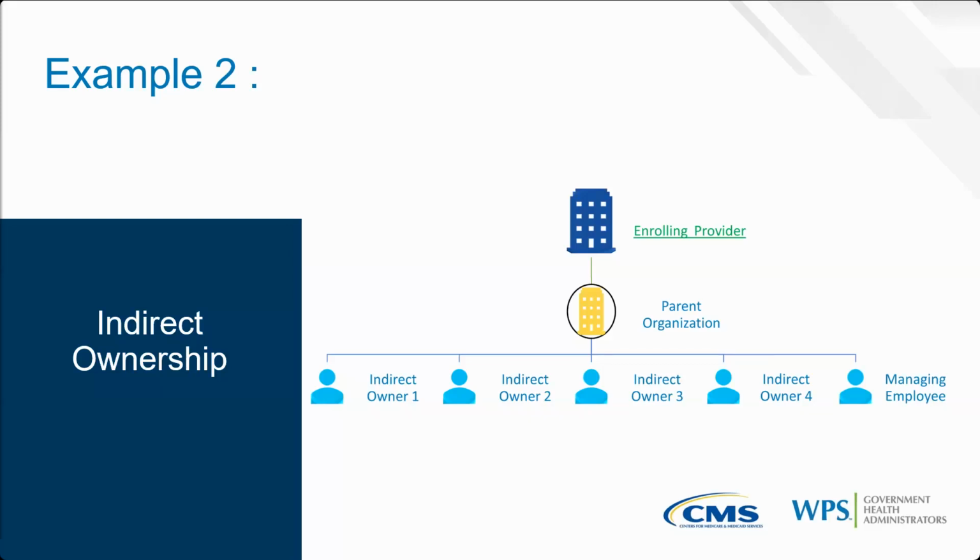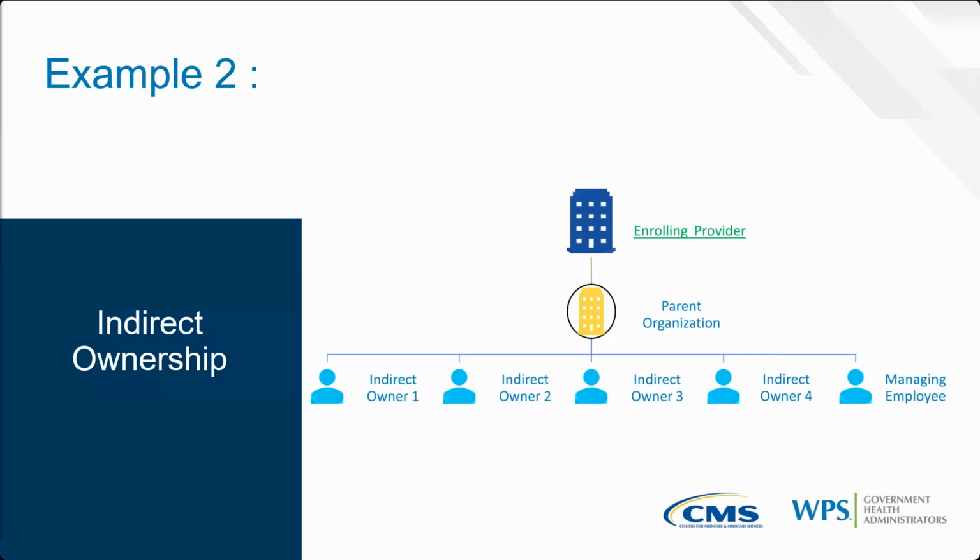Now that parent organization, there's a third level. And here you have 4 owners listed and a managing employee. They're all individuals. And you'll notice that the owners all say indirect owner. They are an indirect owner of the enrolling provider because they own the parent organization. So this is what that indirect ownership looks like. And so they would need to be reported in Section 6.